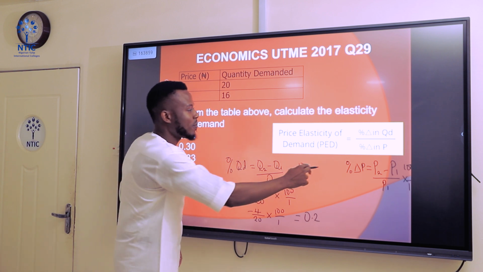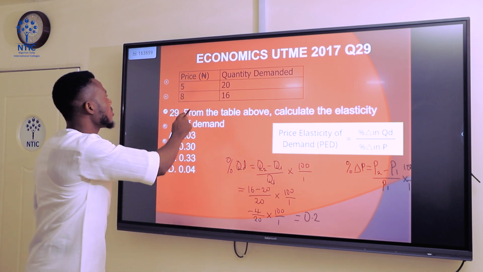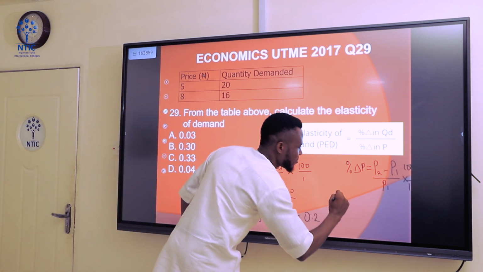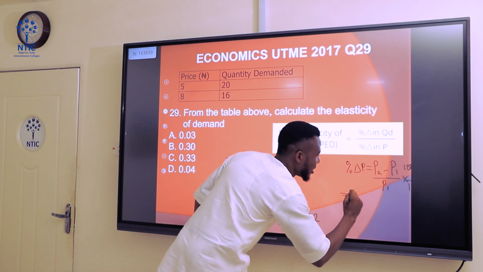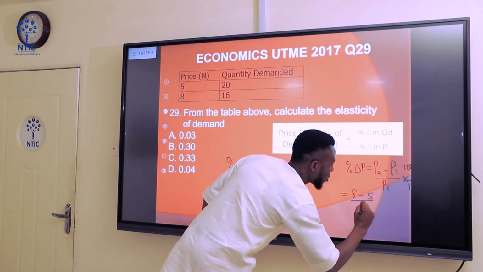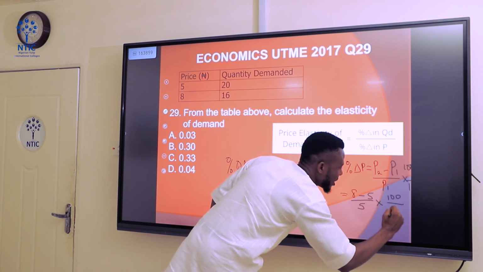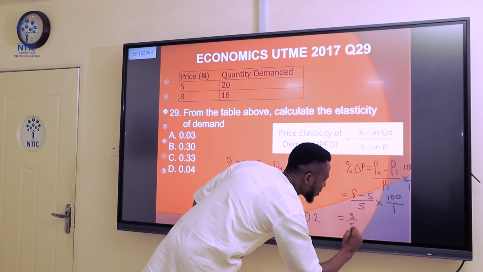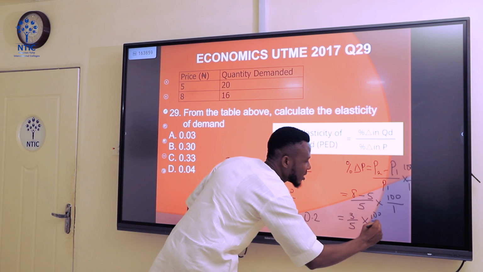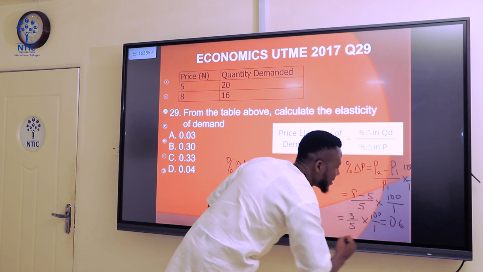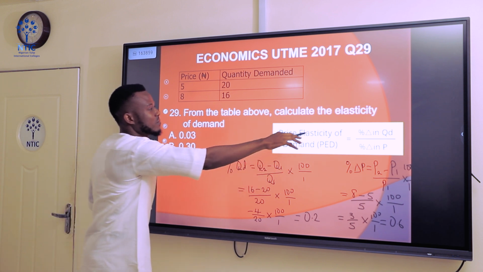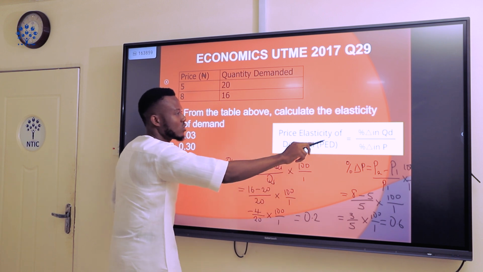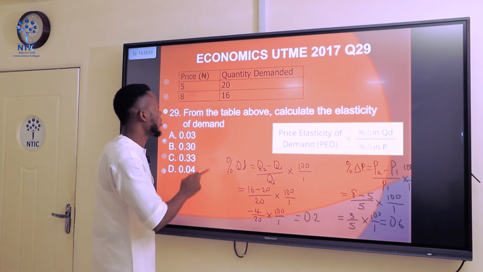All right. For percentage change in price, the new price is 8, the old price is 5. Likewise, substituting into the formula, 8 minus 5 all over 5 times 100 all over 1. We will have 3 all over 5 times 100 over 1, which will give us 0.6. So at this point, substituting them into the main equation, percentage change in quantity demanded is 0.2, percentage change in price is 0.6.